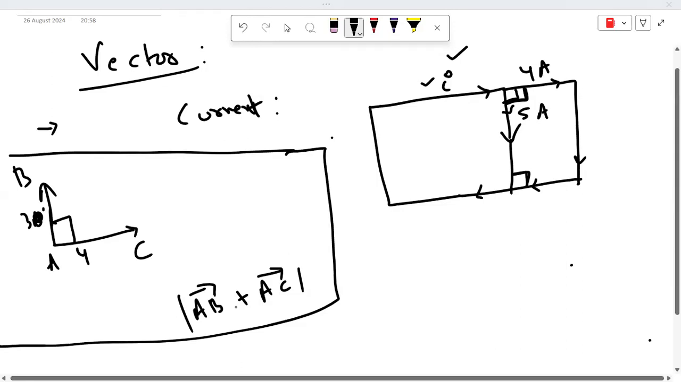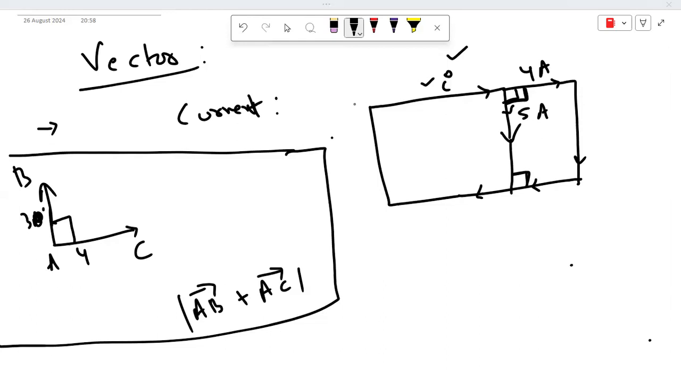From positive to negative, is it so? Or negative to positive? Positive to negative. So current has a direction and a magnitude, but it does not obey vector addition law. And what is vector addition law? Anyone knows?